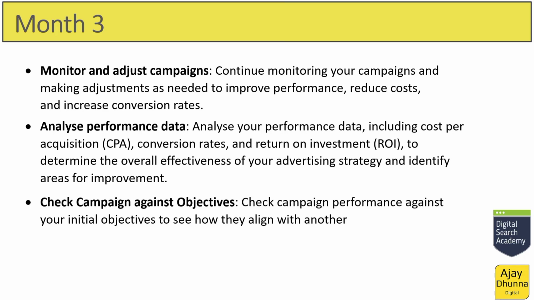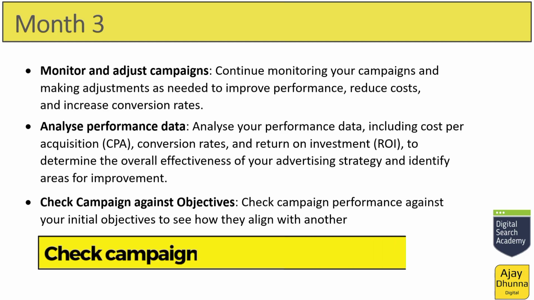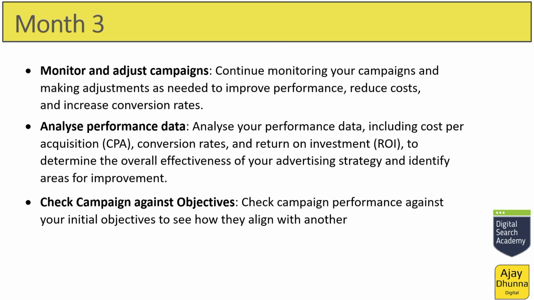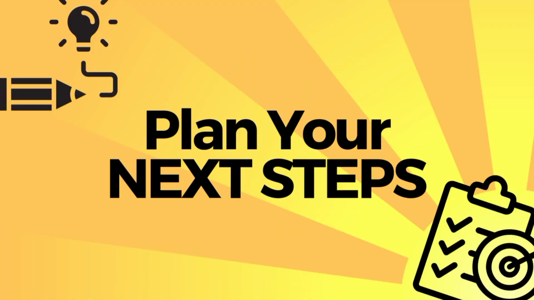You also, more importantly, need to check your campaigns against its objectives. Remember, in month one, we set out what our goals and objectives are. So in month three, we really need to check how we are doing in comparison to what we set out to achieve in the first place in month one. So we need to check the campaign performance against your initial objectives to see how they align with one another. Then you can plan your next steps.